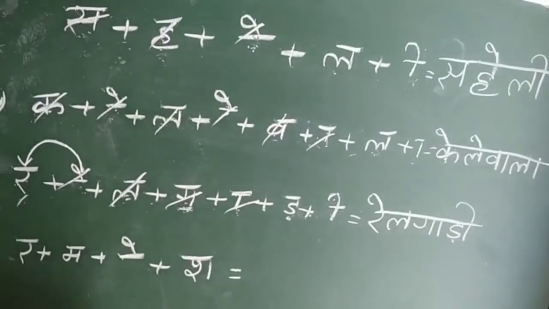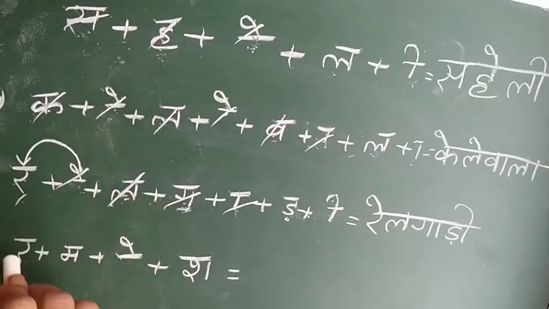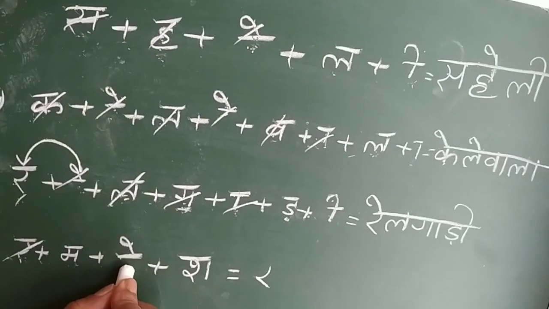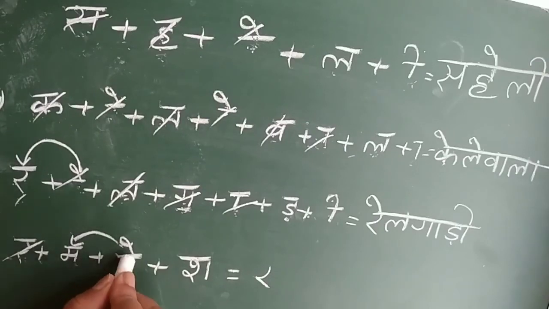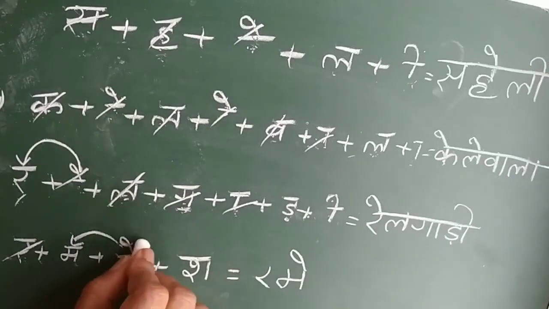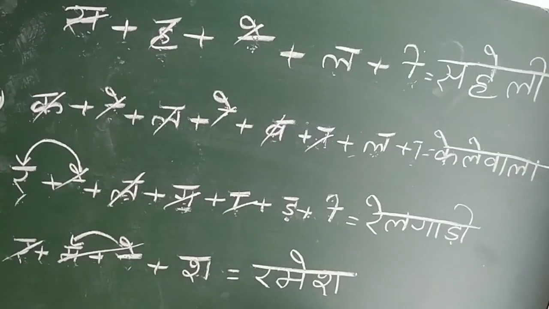Train. Now see the last one: ra, ma with a, sha. Ra is the first letter. After ra, is there any symbol? No. So write ra there. And after that ma. After ma there is a symbol, yes, the symbol of a. So the symbol comes here. Ma with a, me. Then what is remaining? Sha. After sha there is no symbol. So write sha here. Now read it. Ramesh. Ramesh.